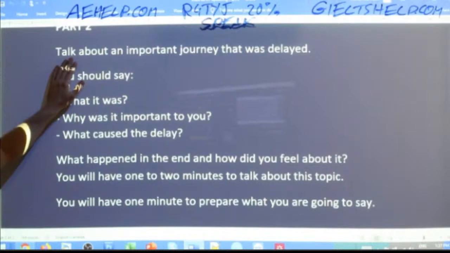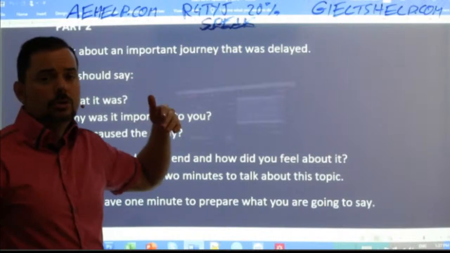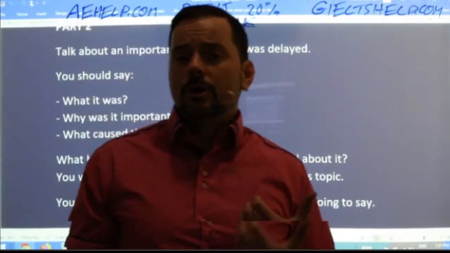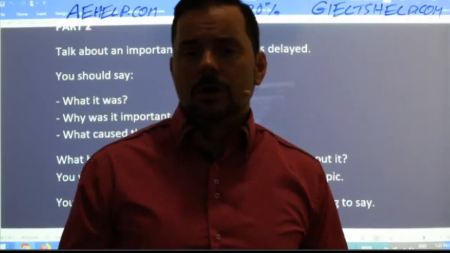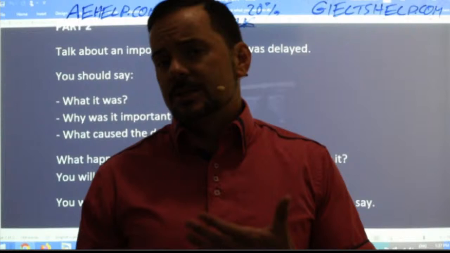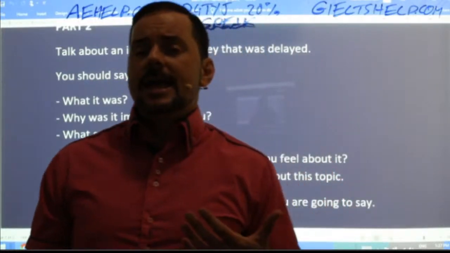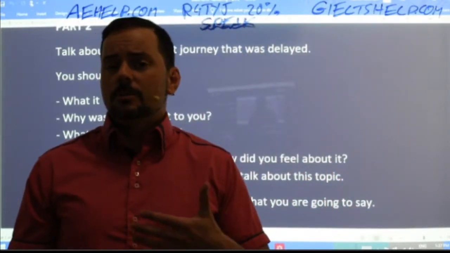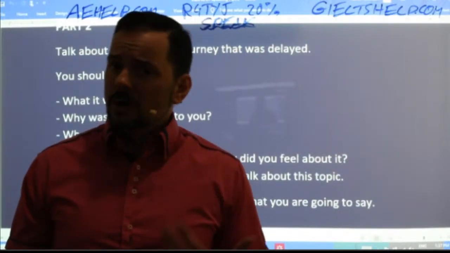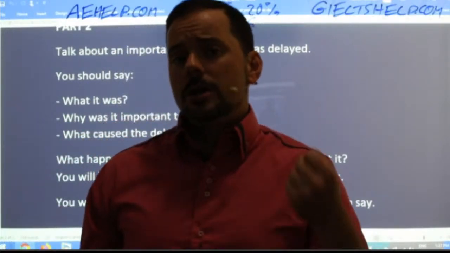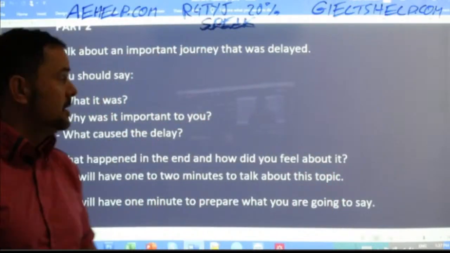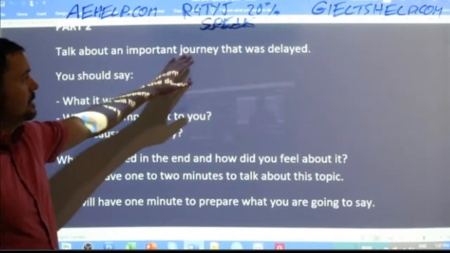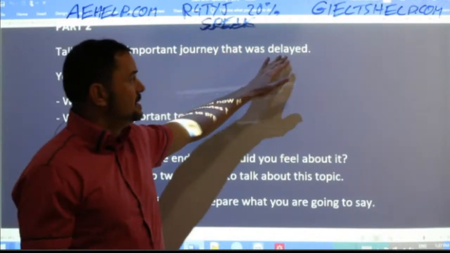So again, read this topic sentence twice for absolute clarity. It's a really bad position to go off topic in part 2, not just because that will hurt your part 2 score, but it will also hurt your part 3 score. Okay, why? Because part 3 is connected to part 2, and to make connections between your part 2 and part 3 response, your part 2 response has to be on mark. It has to be correct. It has to be specific. Okay, so talk about an important journey that was delayed.